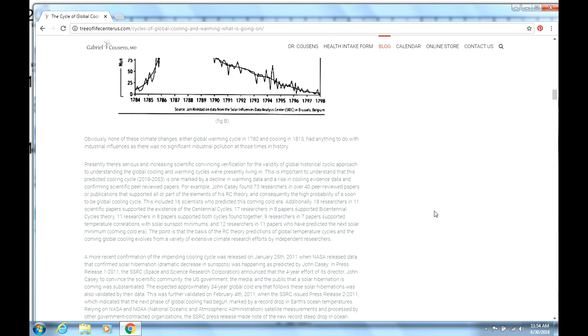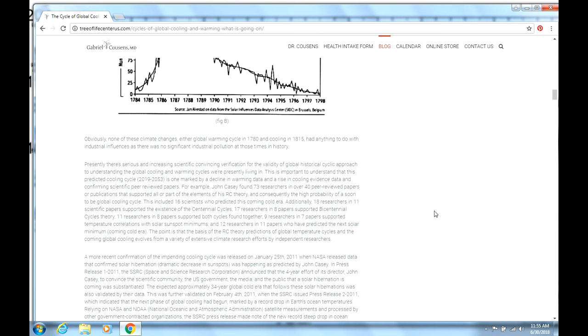For example, John Casey found 73 researchers and over 40 peer-reviewed papers or publications that supported all or parts of the elements of his RC theory, and consequently the high probability of a soon-to-be global cooling cycle. This included 16 scientists who predicted this coming cold era. Additionally, 18 researchers and 11 scientific papers supported the existence of the centennial cycles. 17 researchers and 8 papers supported bicentennial cycle theories. 11 researchers and 8 papers supported both cycles found together, and so on and so forth.